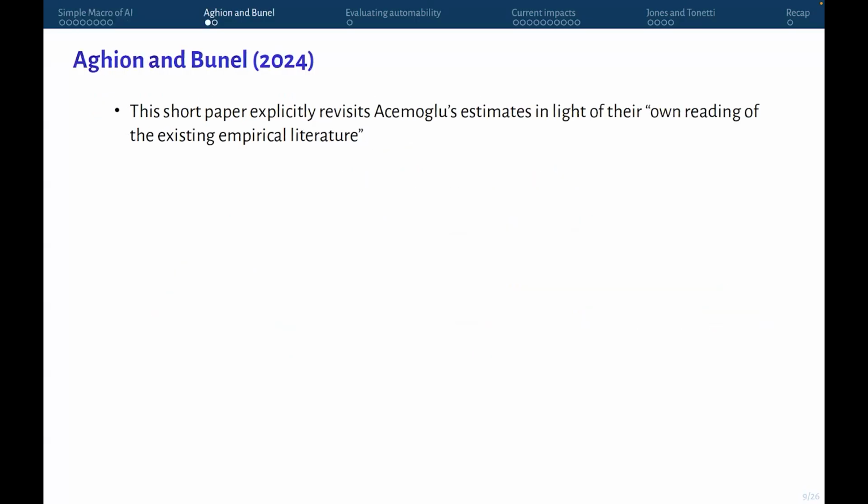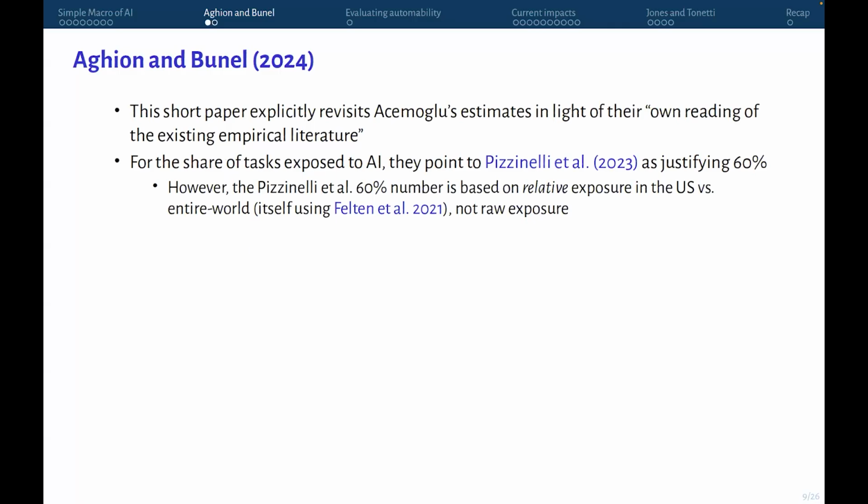So then there's this Aghion and Bunel paper, which is basically them saying, we like using the Hulten framework, but we want to give our own estimates based on our read of the existing empirical literature, because they think Acemoglu's are too conservative. For the share of tasks exposed to AI, they cite this Pizzinelli et al. paper as justifying 60%.